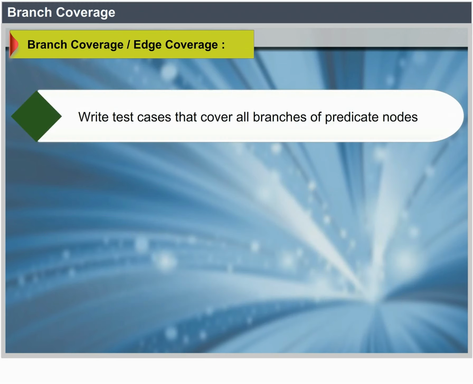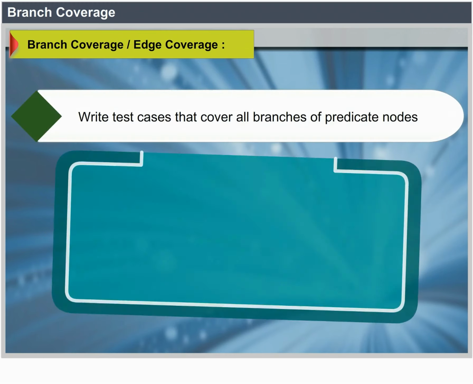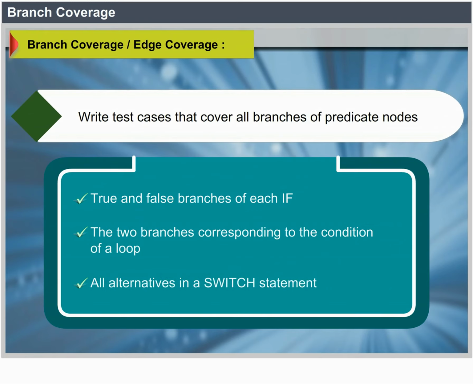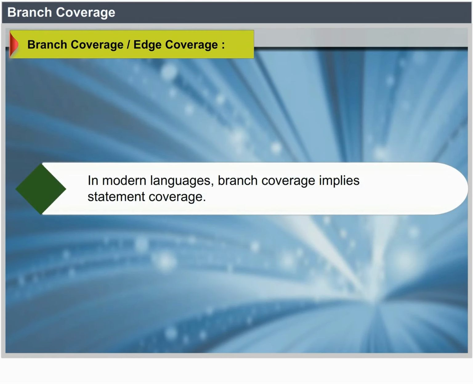Write test cases that cover all branches of predicate nodes: the true and false branches of each if, the two branches corresponding to the condition of a loop, and all alternatives in a switch statement. In modern languages, branch coverage implies statement coverage.